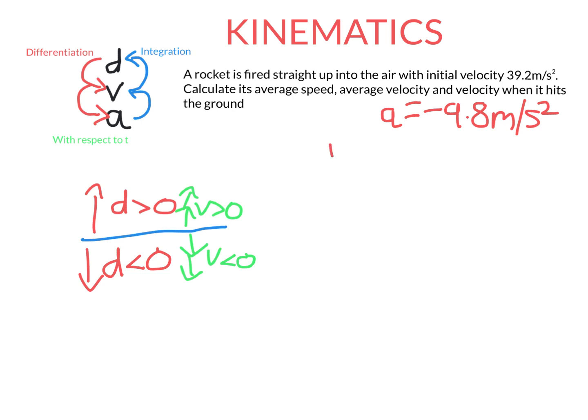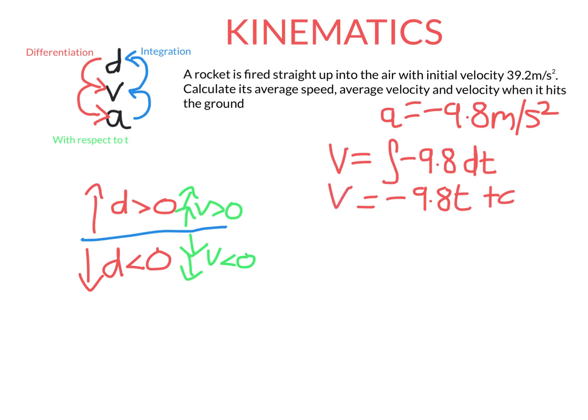So I can find a function for velocity, because velocity is just the integral of acceleration. So it's going to be negative 9.8 with respect to t, which is time. The integral of negative 9.8 with respect to t is negative 9.8t plus c. So what would be c here? Well, the initial velocity was 39.2 meters per second. So we replace c with 39.2. That is the value of v when t equals 0.